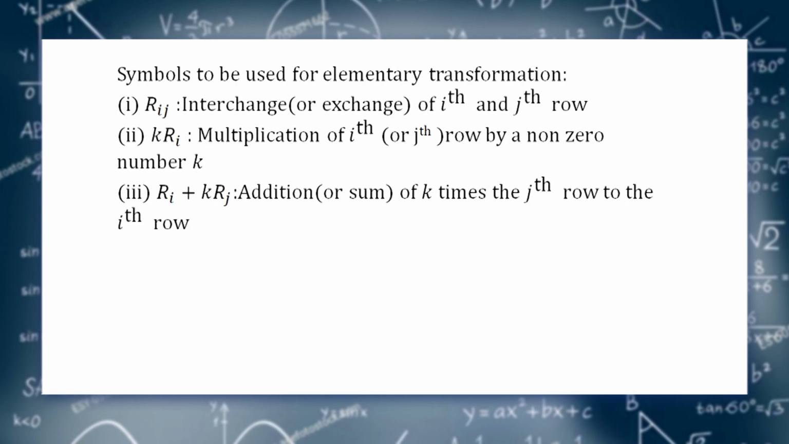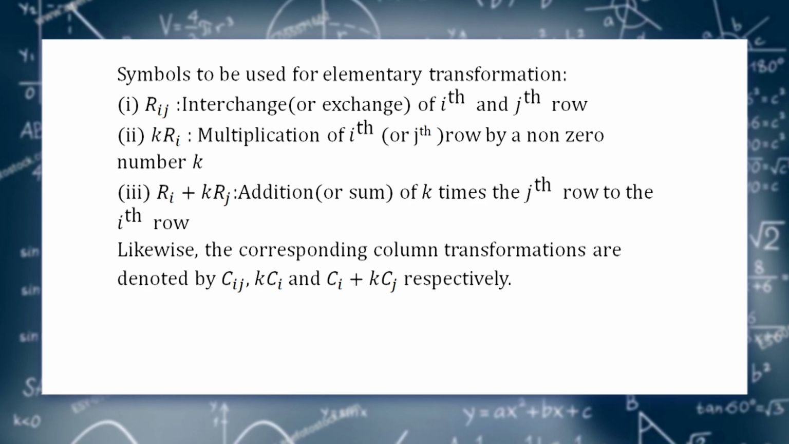Symbols to be used for elementary transformation: R with subscript ij. Here Rij represents the interchange or exchange of the ith and jth row or ith and jth column. The second one is k Ri. This represents multiplication of the ith row by a non-zero scalar quantity k. And the third one is Ri plus k Rj, that means addition of k times the jth row to the ith row. Likewise, the corresponding column transformations are denoted by Cij, kCi and Ci plus kCj respectively.